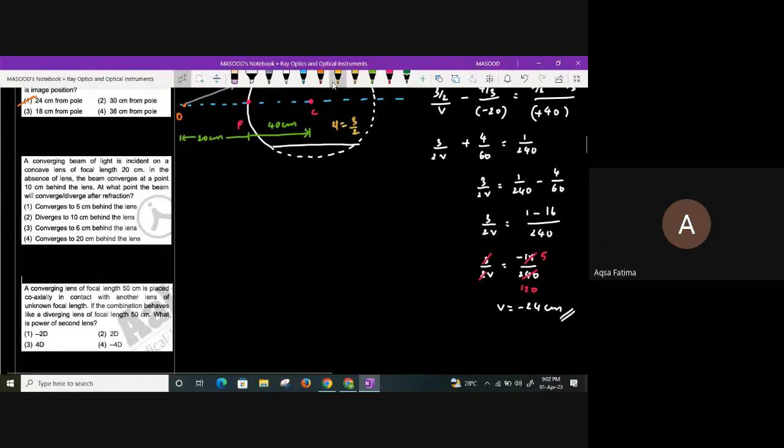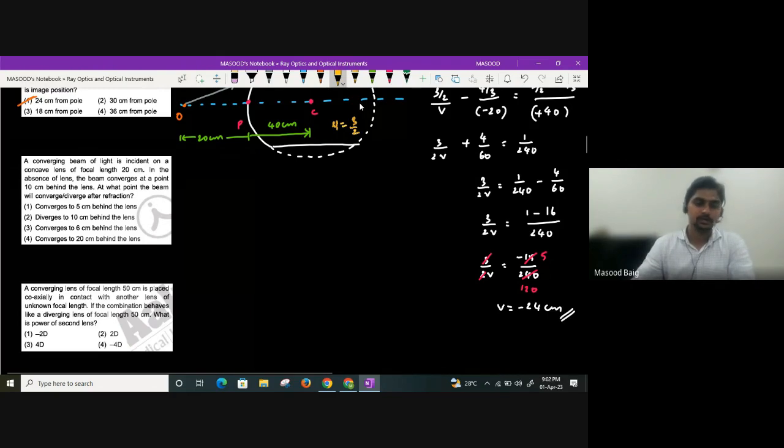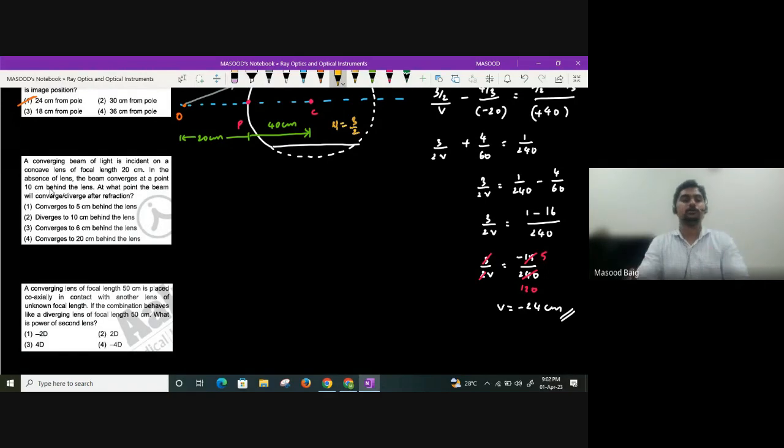Yes. Right. Now another question they have given: a converging beam of light is incident on a concave lens of focal length 20 centimeters. In the absence of the lens, the beam converges at a point 10 centimeters behind the lens. At what point will the beam converge or diverge after refraction, they are asking. So a converging beam of light is incident on a concave lens. We have taken a concave lens, something in this manner.